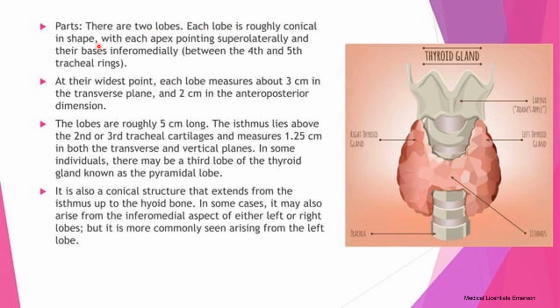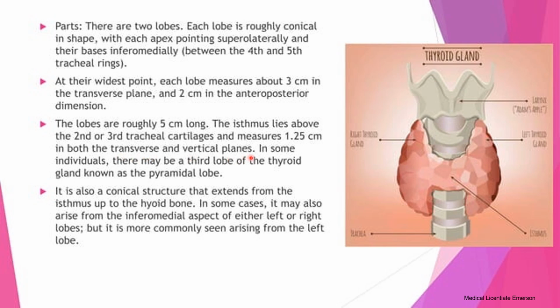Each lobe is roughly conical in shape, with each apex pointing laterally, and their bases inferomedially between the fourth and the fifth tracheal rings. At the widest point, each lobe measures about 3 centimeters in the transverse plane and 2 centimeters in the anterior-posterior dimension. Then the lobes are roughly 5 centimeters long. The isthmus lies above the second or third tracheal cartilages and measures 1.5 centimeters in both the transverse and vertical planes.